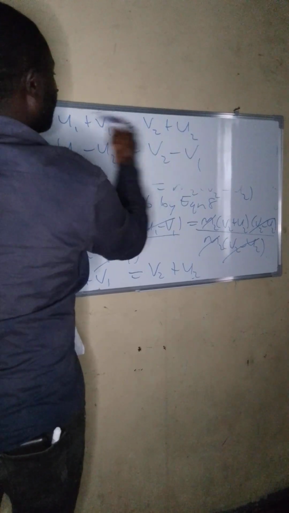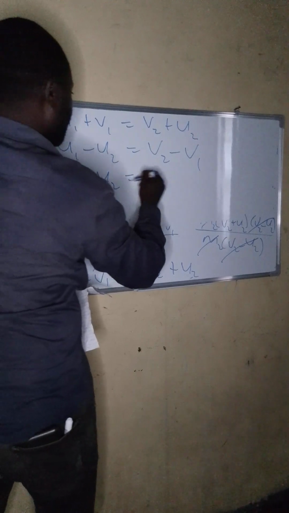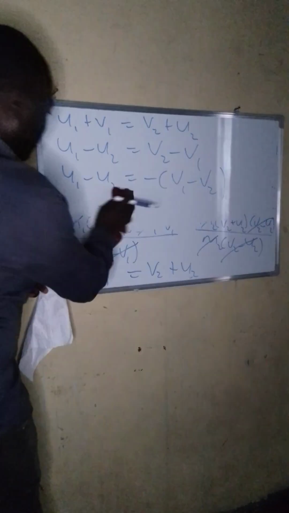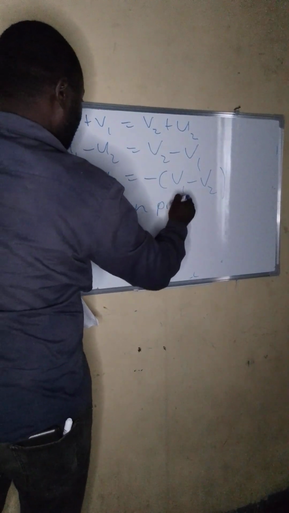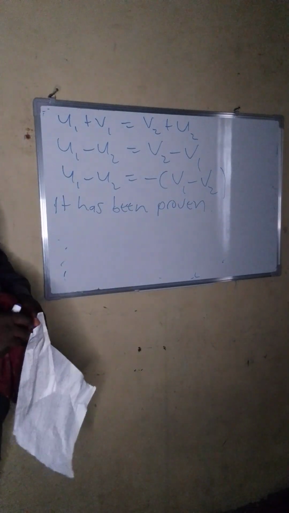We arrange this to bring the terms together, which means u1 minus u2 is equal to minus (v1 minus v2). So it has been proven that the relative velocity before collision is equal and opposite to the relative velocity after collision.